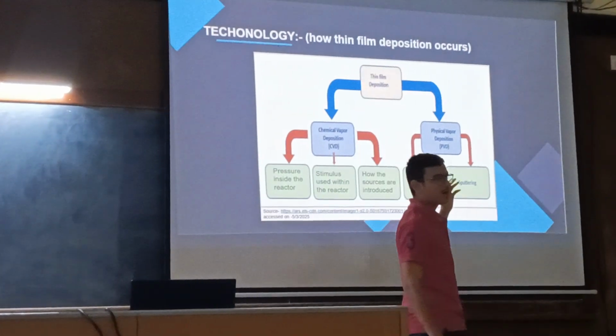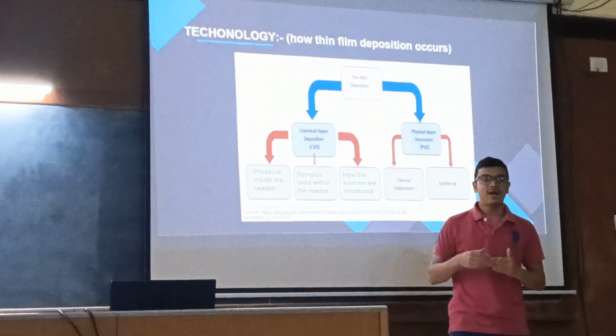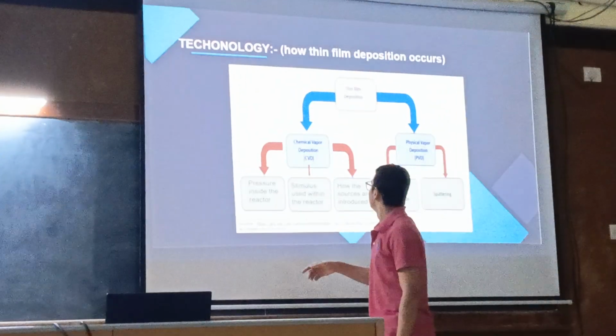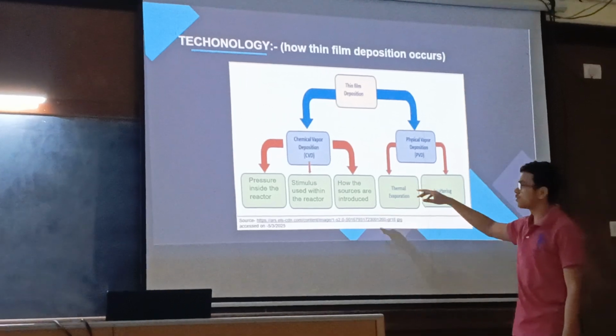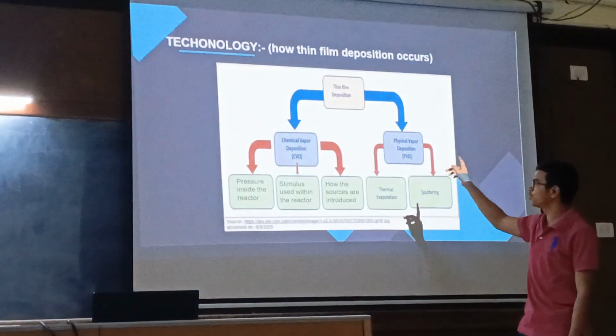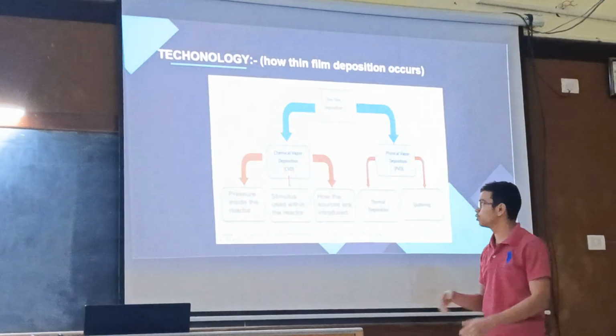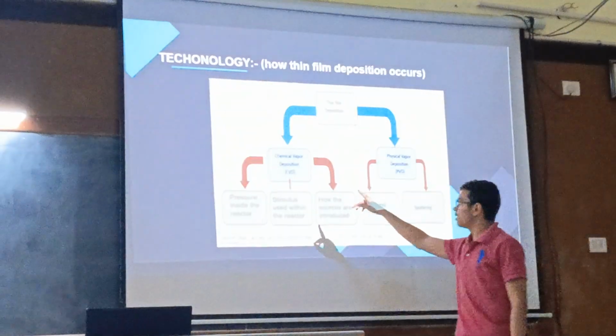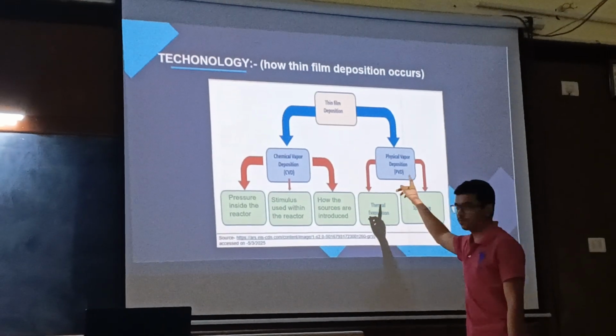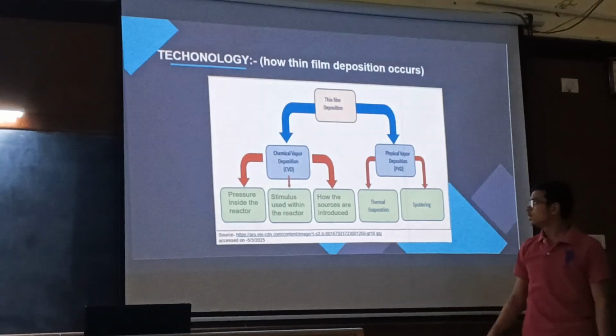So the main question is how we fabricate thin films. This is not a complete list of all the processes. Mainly it is divided into two types. There are other processes too. First one is chemical vapor deposition, and second one is physical vapor deposition.